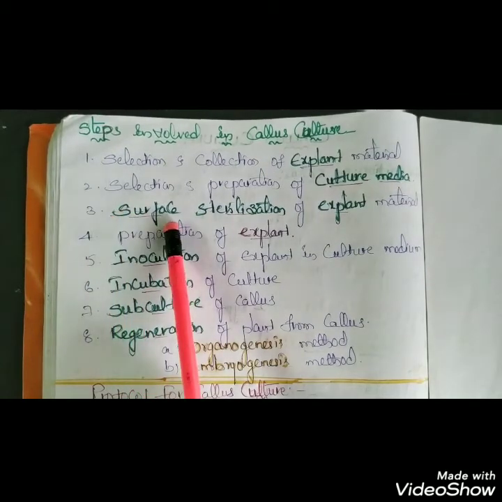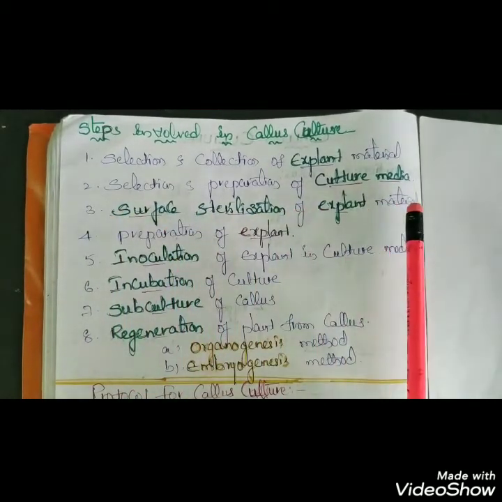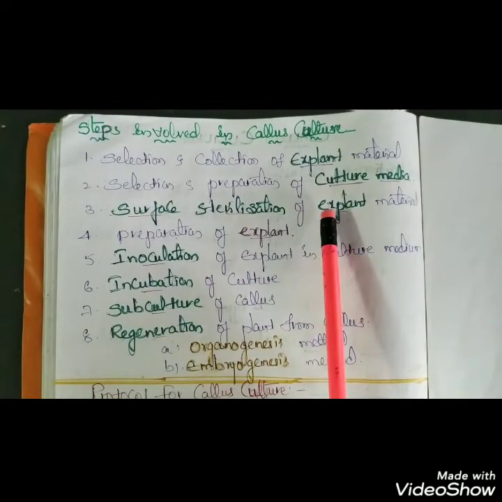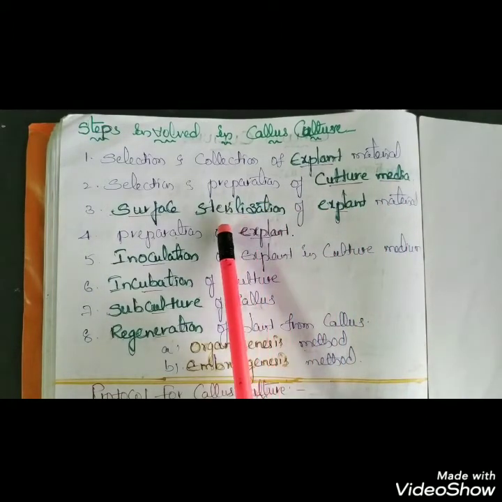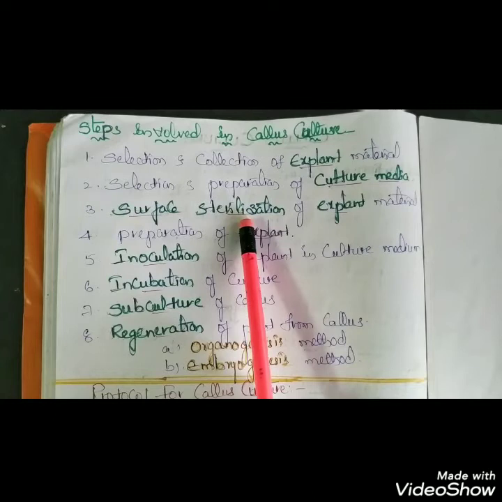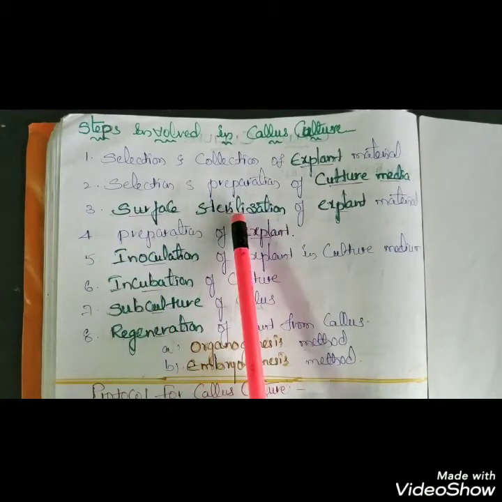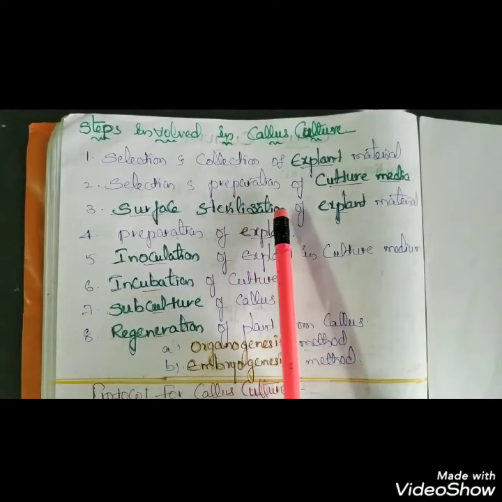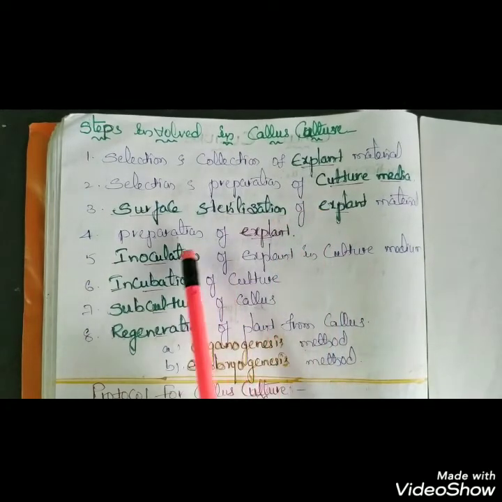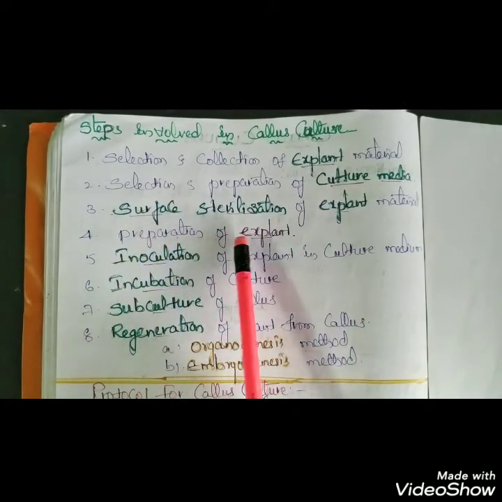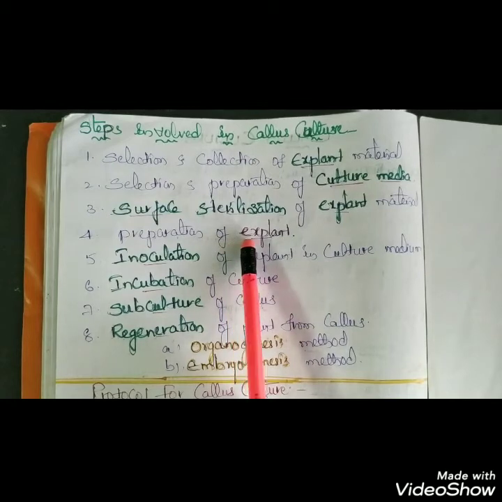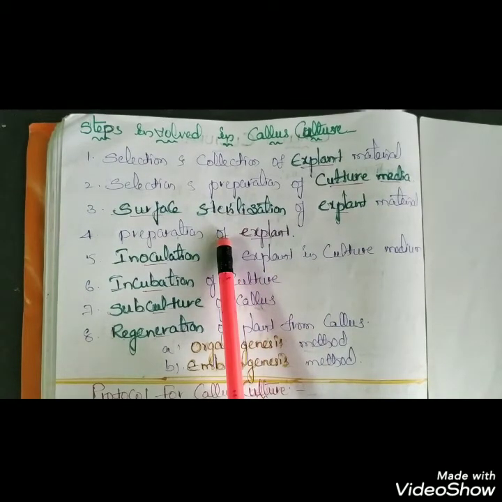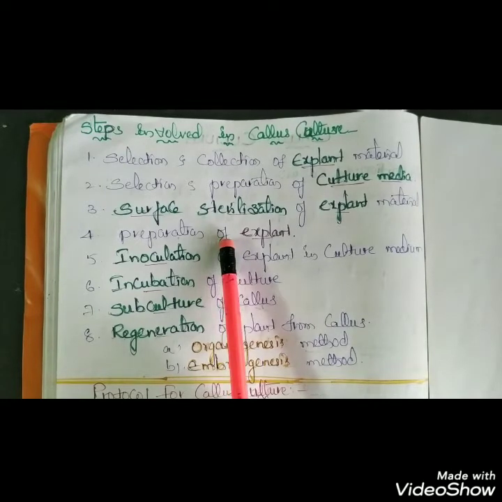Third step, surface sterilization of explant material. The explant material thus collected is surface sterilized by employing a suitable chemical. Sterilization means nothing but removing or killing all the microorganisms from the surface of this explant. Fourth step, preparation of explant. Thus, the explant is prepared which is ready to inoculate over the surface of a suitable culture medium.